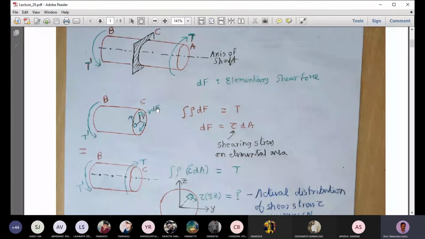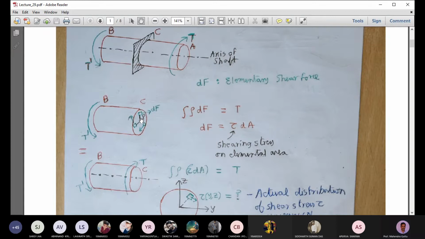Let's consider a small area, and the force there, let's call it dF, and it is acting in the tangential direction. In this body there is no force along the axis of the shaft. So the normal forces on this section are 0, and only tangential forces will act on this surface. For a small elemental area, the tangential force is dF. The area is at a distance rho from the center of the circle.